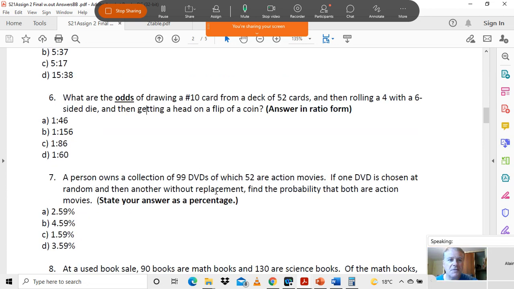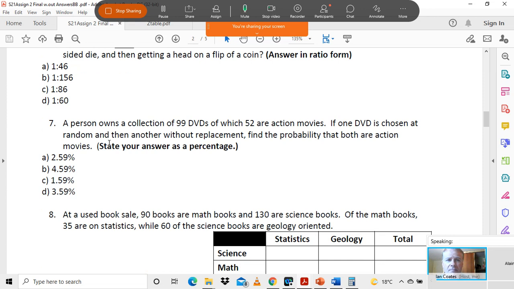All right? A person owns a collection of 99 DVDs, of which 52 are action movies. If one DVD is chosen at random and then another without replacement, find the probability that both are action movies. Okay? So you remember with replacement, without replacement.